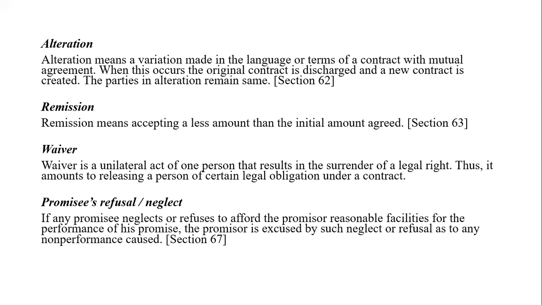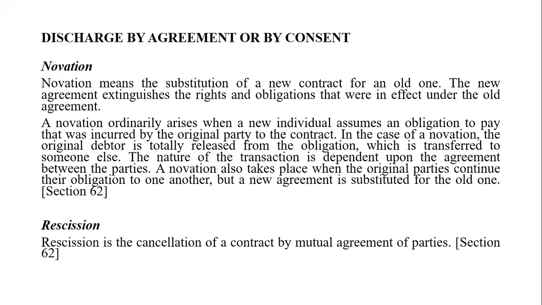And the last one is the promisee's refusal. If any promisee neglects or refuses to afford the promisor reasonable facility for the performance of the promise, the promisor is excused by such neglect or refusal as to any non-performance caused. So it is very simple. If the promisee is not going to perform his performance, then the promisor automatically will be discharged from the contract. So this is actually discharge by agreement or by consent.